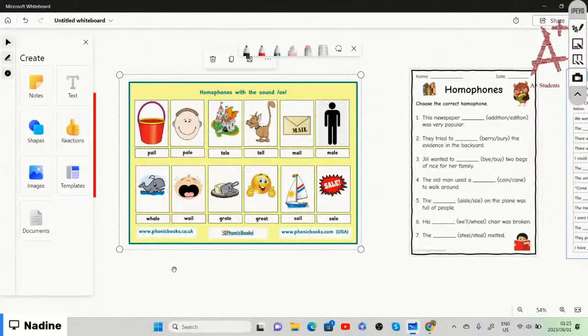Then we have male and male. Male as in female and male, and another mail, which is letters, right? That you receive or you send. And then we have whale, which is a fish, right? A big fish in the ocean. And then we have wail, it's like somebody's crying.